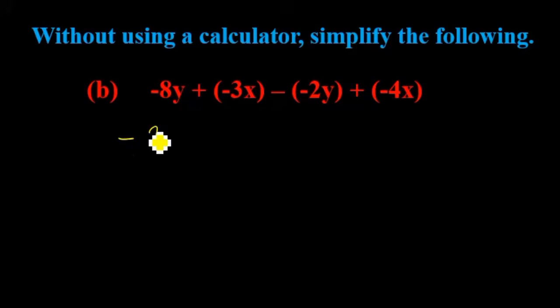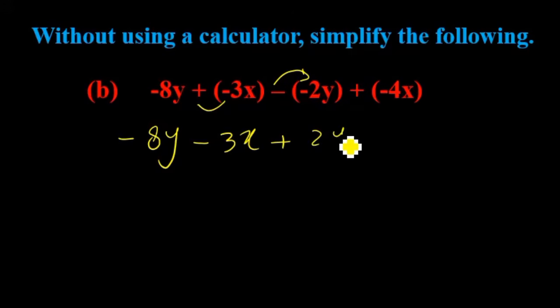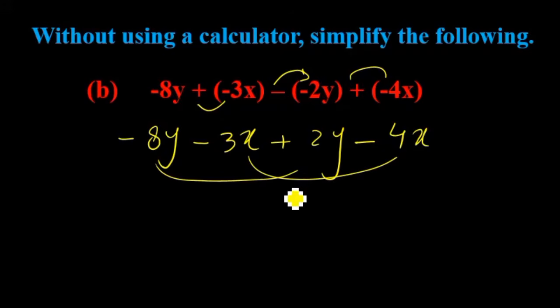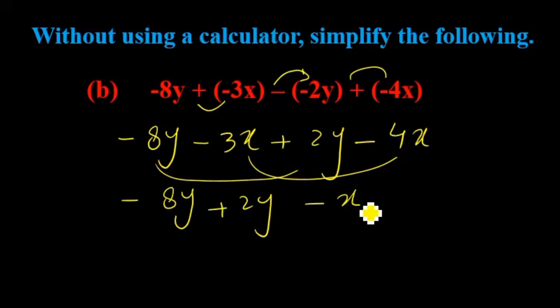Again the same process. Minus 8y plus minus minus 3x, again minus into minus comes positive 2y plus minus is equal to minus 4x. The rules are the same, so keep practicing these questions and you will be an expert. Now we have to rearrange the variables. Minus 8y plus 2y. Like terms will come side by side. It is easier for you to calculate the answer.